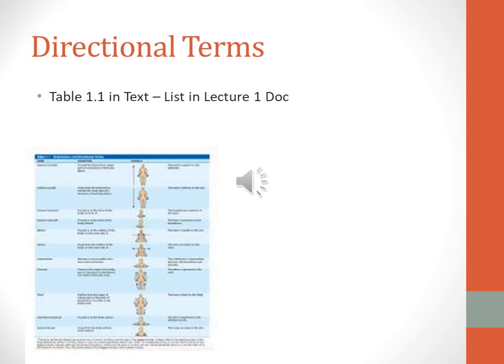So I would encourage you to pick 2 points and use the directional terms to describe where one is in relation to the other, right? It gives you some examples right in that Table 1.1 in your book, but see if you can think of some others just for practice.